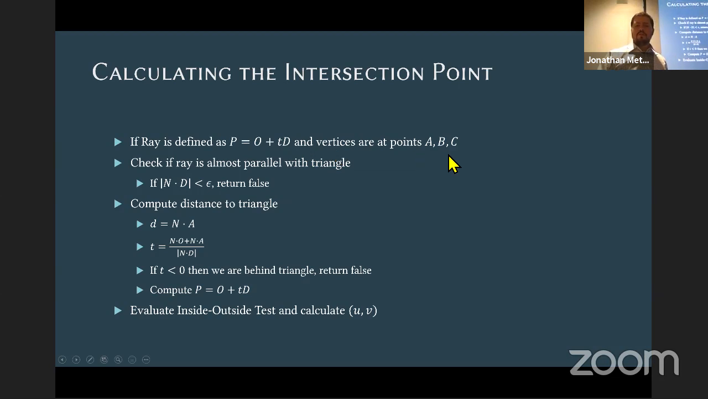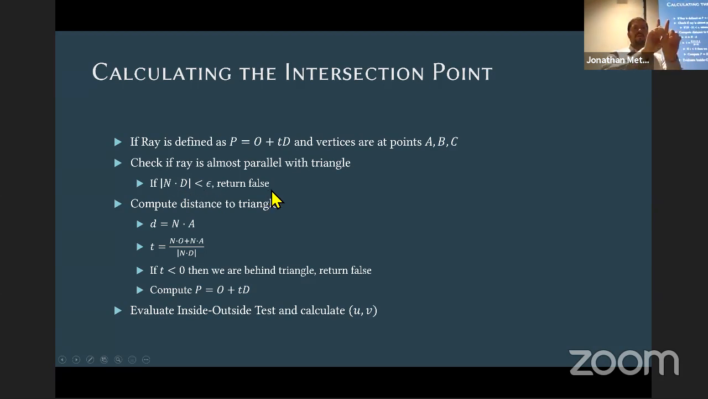And we'll continue using A, B, and C as the 3 vertices. One of the first checks we can do is check to see if the ray is almost parallel with the triangle. If you have your polygon and a ray that's traveling almost parallel, it is very difficult for that ray to even hit it. So we're basically going to say if the absolute value or the magnitude of n dot d is less than some epsilon, then return false.